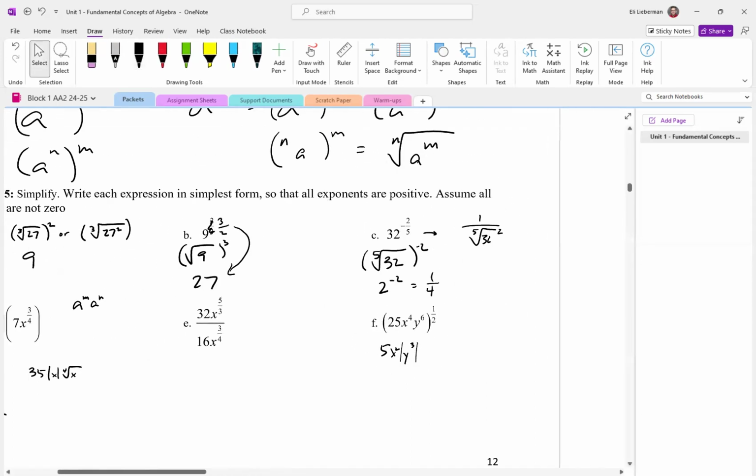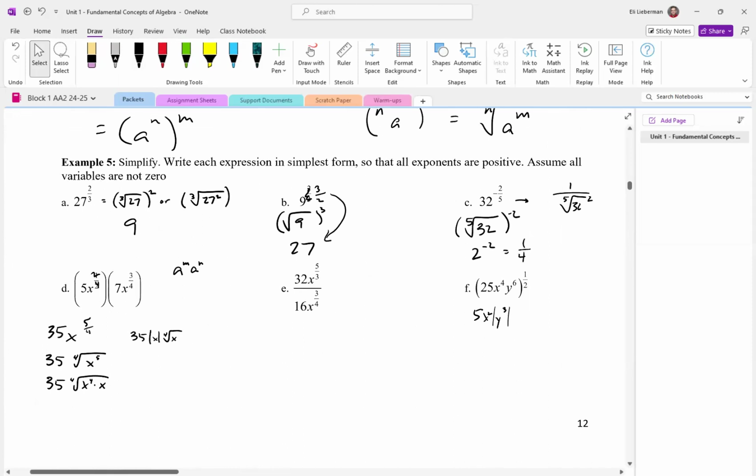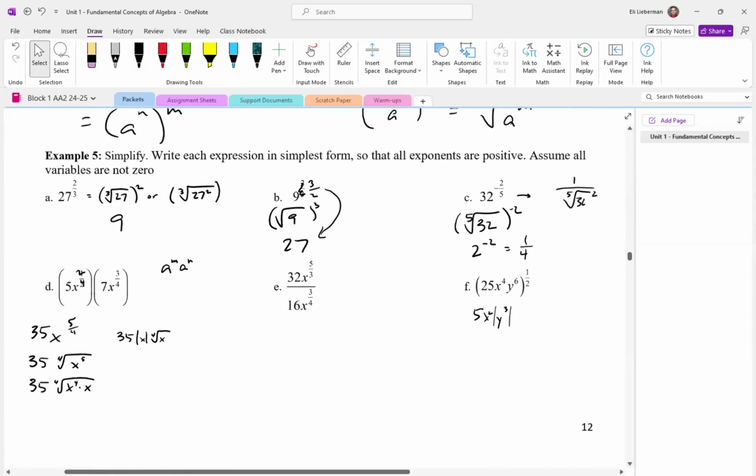Does it say anything about assume variables are not zero? So it's not assuming that variables are positive. That's why we put down the absolute values. If you forget the absolute value, it's a very, very small deduction. If you put an extra one for the quiz, it won't be a deduction. If you put an extra one, I won't deduct anything. Yes, Lincoln?